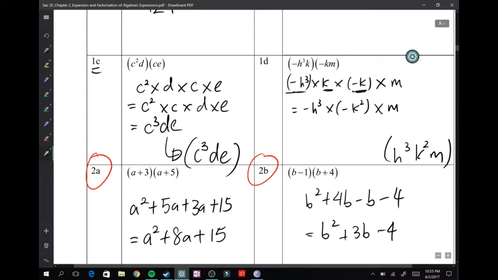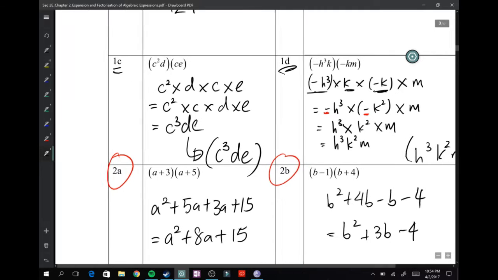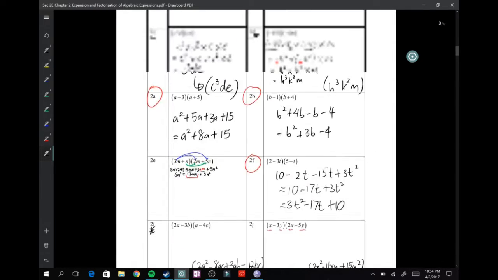And times m. Now you realize that you have two negatives here, and negative times negative gives you positive. So you're going to get h cubed k squared m. So that's for 1c and 1d, and pretty much done for this page.